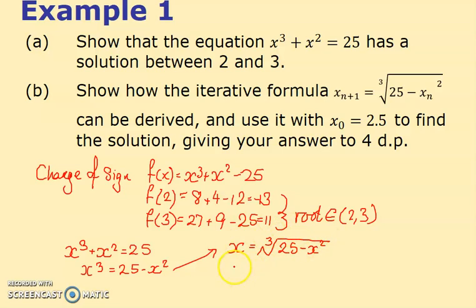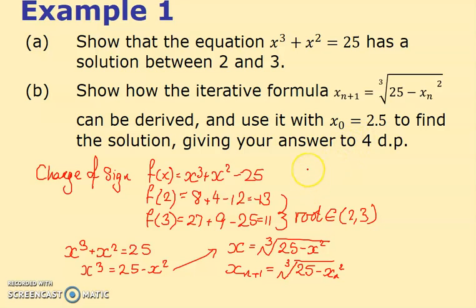And notice what you end up then doing. You make it an iterative formula by saying the ones on the left, x n plus 1, equals the ones on the right will have an x n, so it's the cube root of 25 minus x n squared. So it's really just a rearrangement with a couple of letters thrown in at the end. So that's the iterative formula, and it says use it when you've got x0 equal to 2.5.